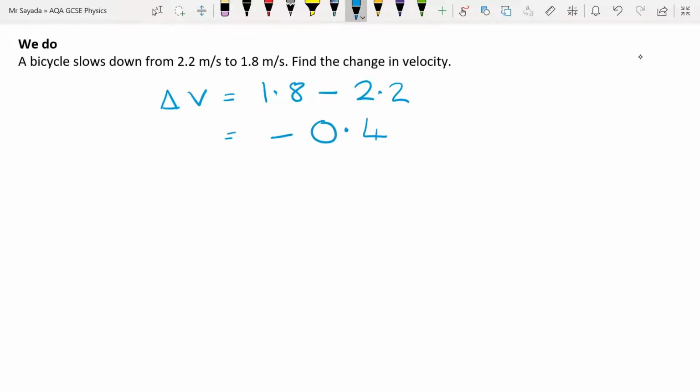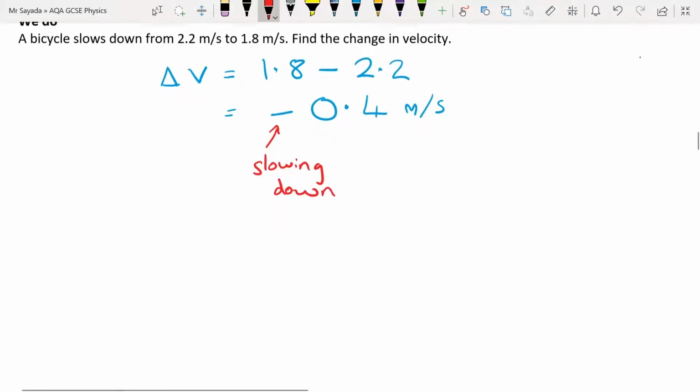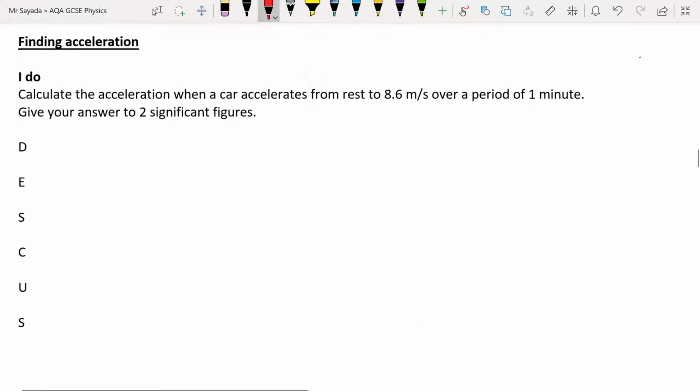What are the units for velocity? Yeah, meters per second. And that means it's slowing down. So this minus over here tells us that the bicycle is slowing down. So don't worry if you get a negative answer, it just means that you're slowing down. Now that we know that, we can now use the equation to find acceleration. Read the question to yourself.